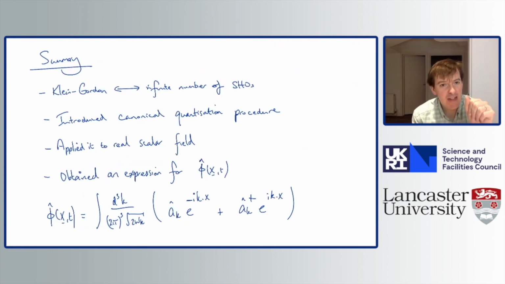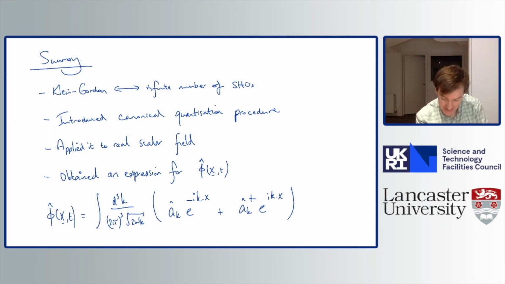Okay, so let me just recap the key results. We've been arguing that this Klein-Gordon equation is an infinite number of simple harmonic oscillators, at least when you look at it in momentum space. The key recipe we looked at was this canonical quantization procedure. It's a 5-step plan you can apply to go from a classical theory to a quantum theory. We've applied that procedure to the simplest theory that we can write down, which is the theory of the real scalar field.